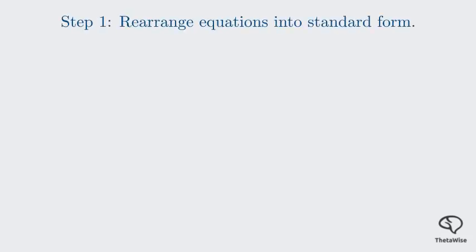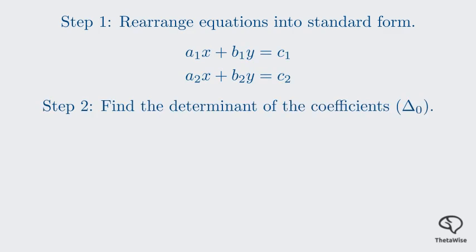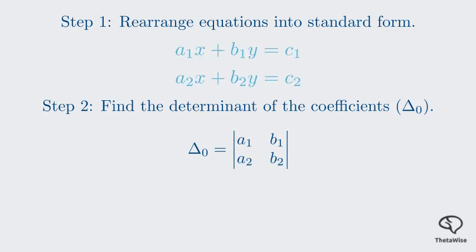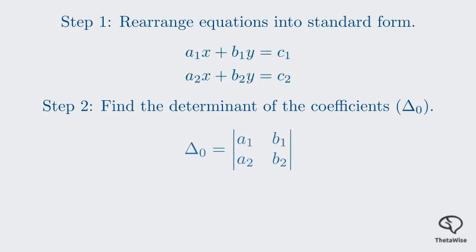First, the most critical step is to arrange your equations into standard form. That means all your x terms must be in a vertical line, followed by your y terms, an equal sign, and finally, all the constant numbers on the right-hand side. Second, you find what's called the determinant of the coefficients, or delta sub 0. To do this, you ignore the constants on the right side and set up a 2x2 determinant using only the coefficients of x and y from your standard form equations.